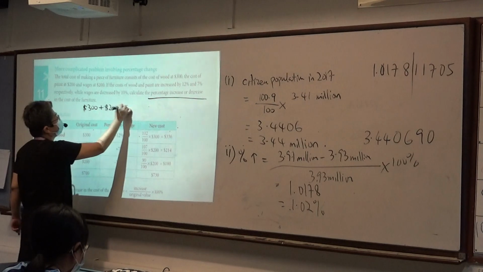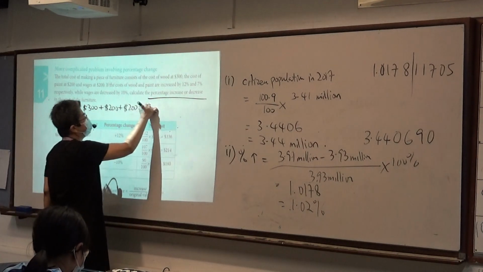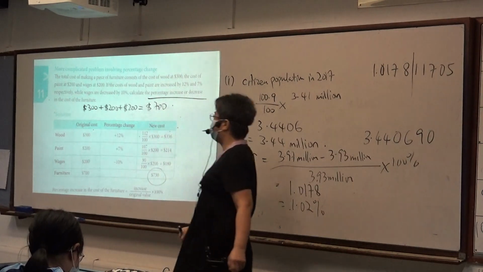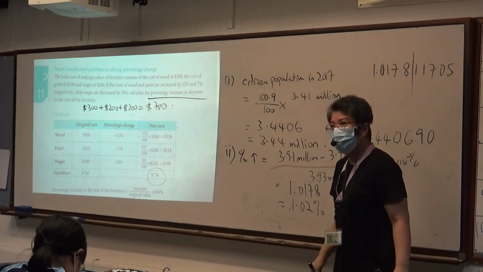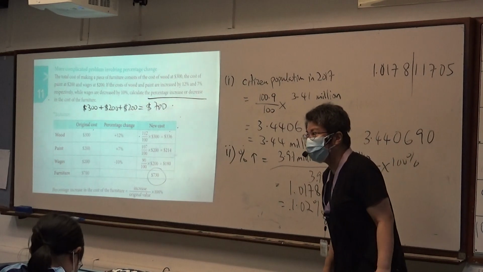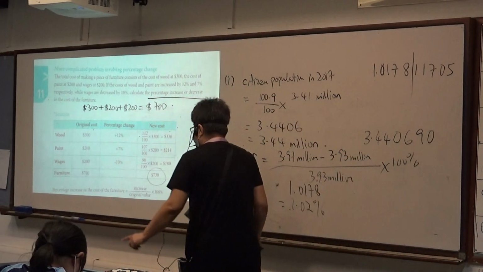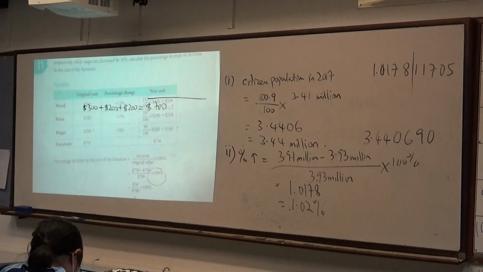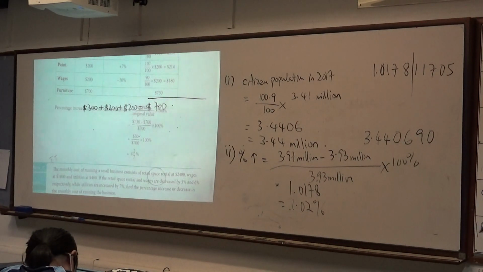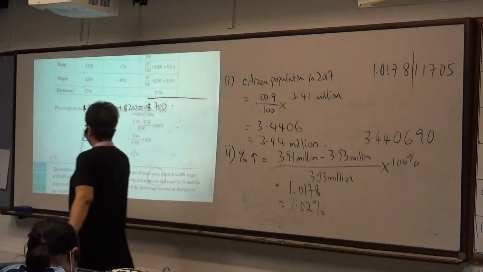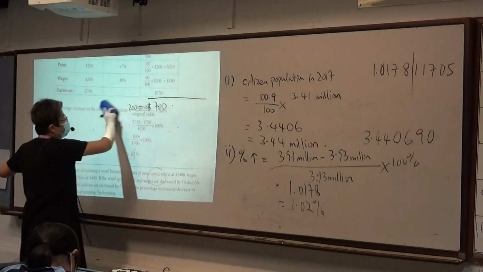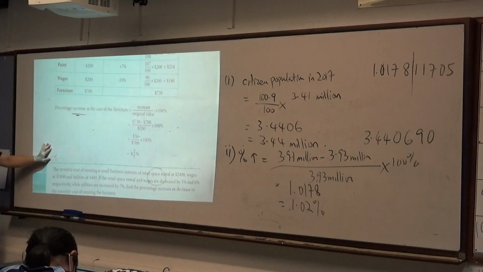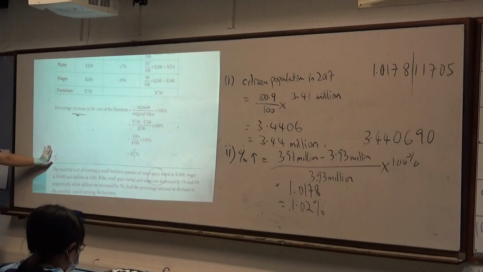Do you understand? 730. Now, what is the original amount? 300 plus 200 plus 200. So how much is that? 700. So you tell me, is this an increase or decrease? Increase, right? Okay, so in your answer, because it's an increase, you must put percentage increase. Can you see? You cannot just leave it as percentage increase or decrease.